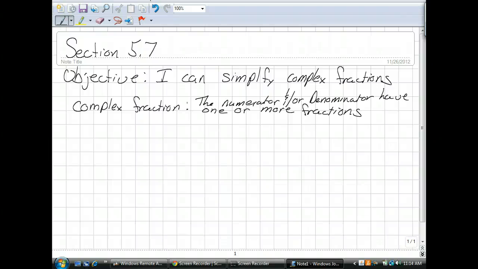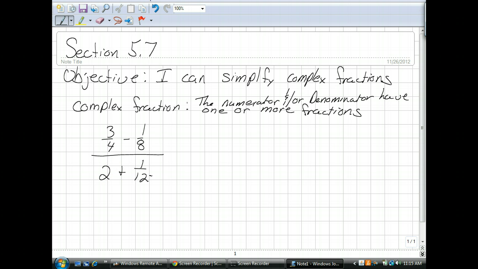Section 5.7, our objective: I can simplify complex fractions. Well, first of all, what is a complex fraction? This is one where we have fractions within fractions. The numerator and/or denominator have one or more fractions. For example, if I have 3/4 minus 1/8 divided by 2 plus 1/12.